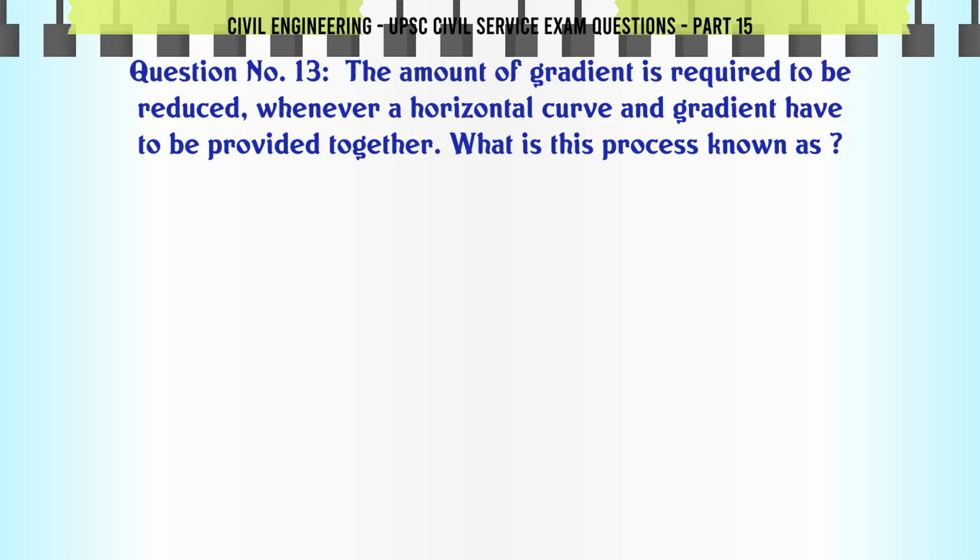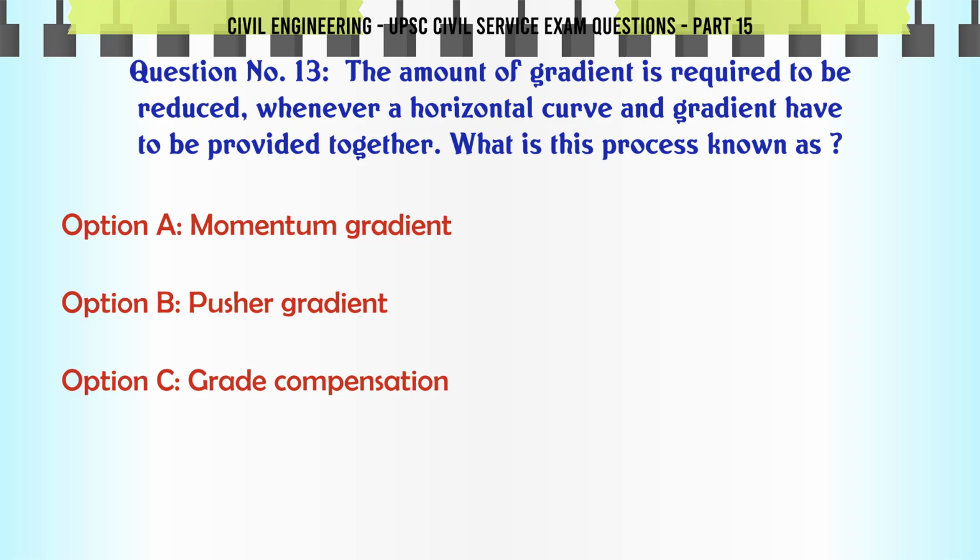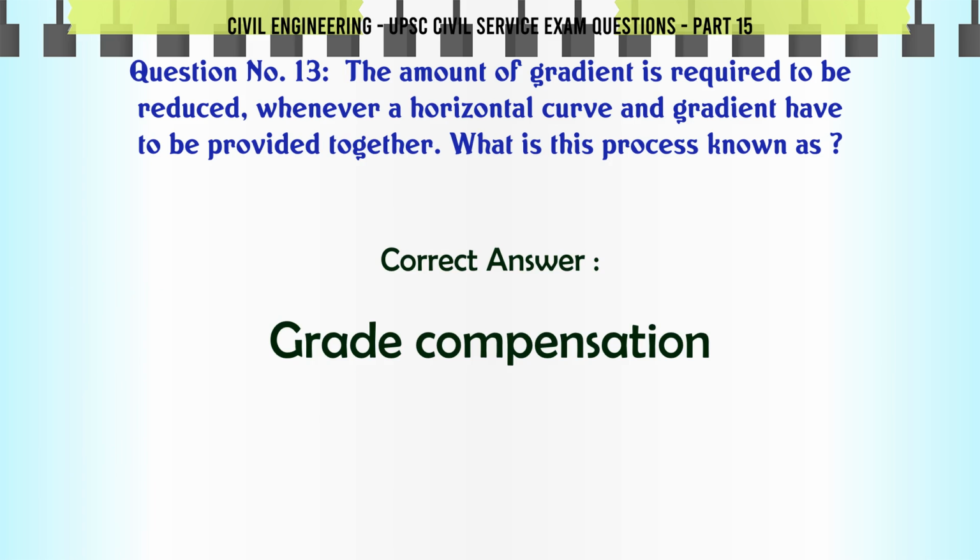The amount of gradient is required to be reduced whenever a horizontal curve and gradient have to be provided together. What is this process known as? A. Momentum gradient. B. Pusher gradient. C. Grade compensation. D. Grade resistance. The correct answer is grade compensation.